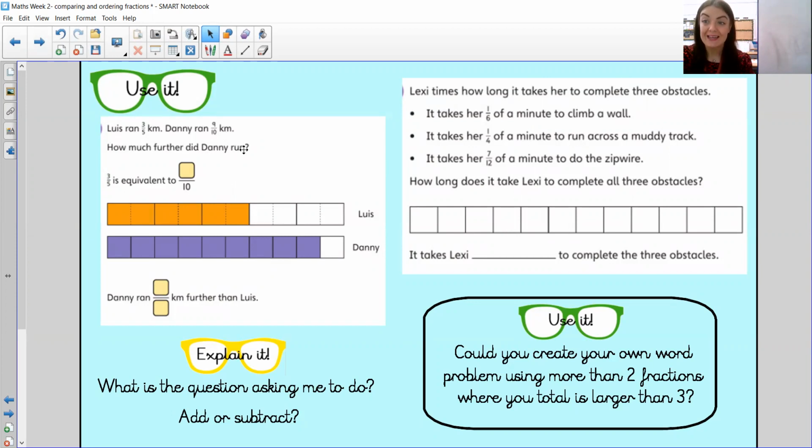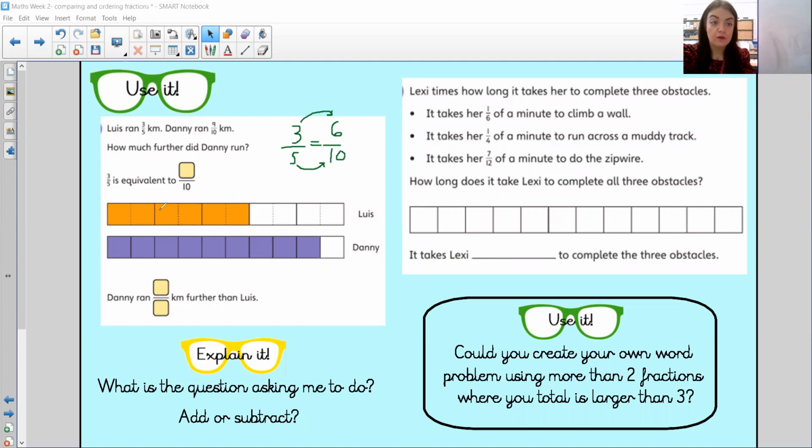So we're not just simply adding or subtracting. We're trying to work out how much further did Danny run. So you can see here that 3/5 is equivalent to how many tenths. So they've still got the same denominator, that common denominator. So we can see here that 3/5, I'm going to use my own method, is equal to 6/10. Can you see why it's 6/10? Because that is times by 2, so that also needs to times by 2.